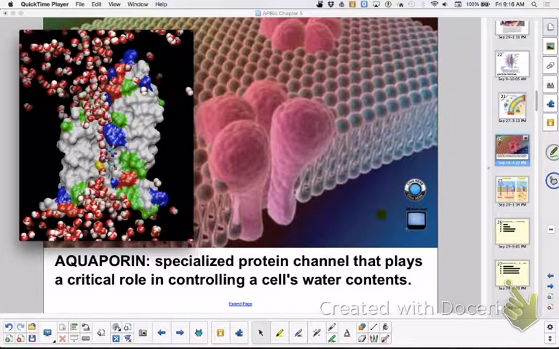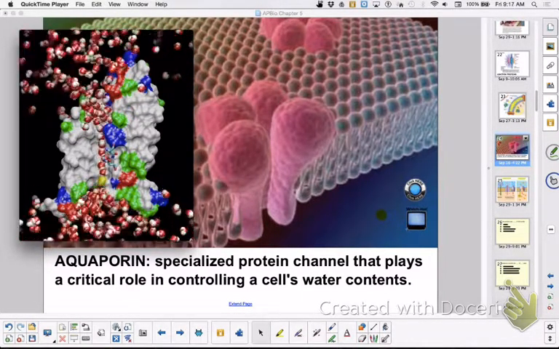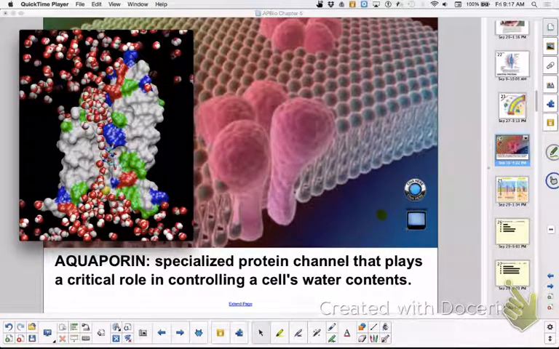Whose turn is it? Whoever explained the functions of the proteins, I want you to talk about permeability of the plasma membrane. Go ahead.